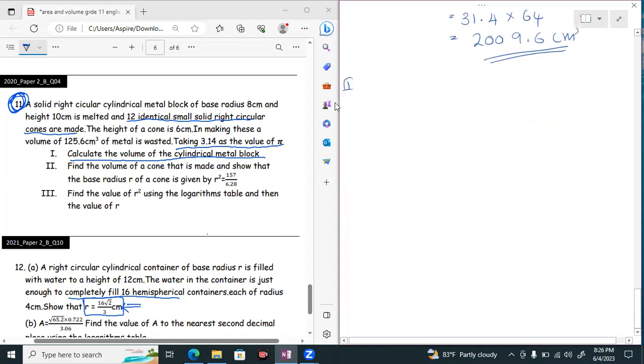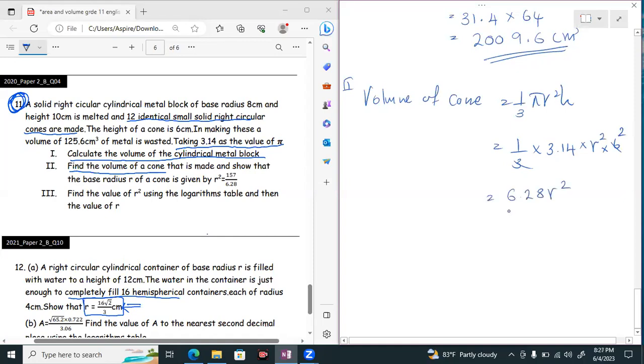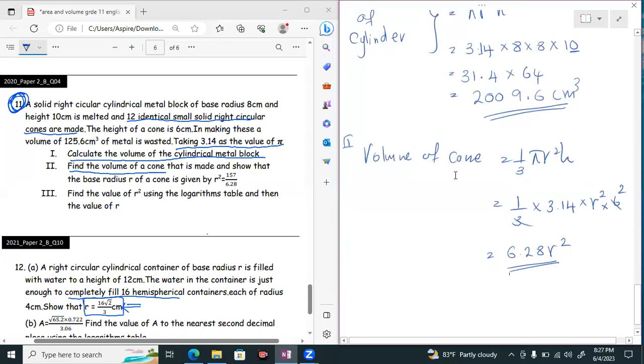Second, find the volume of a cone that is made and show that the base radius r of a cone is given by this. Volume of cone equals 1/3 pi r squared times h, that is 1/3 times 3.14 times r squared, h is 6. r is not given, so it is 6.28 times r squared. Then what do you have to do to show that r squared equals this value?